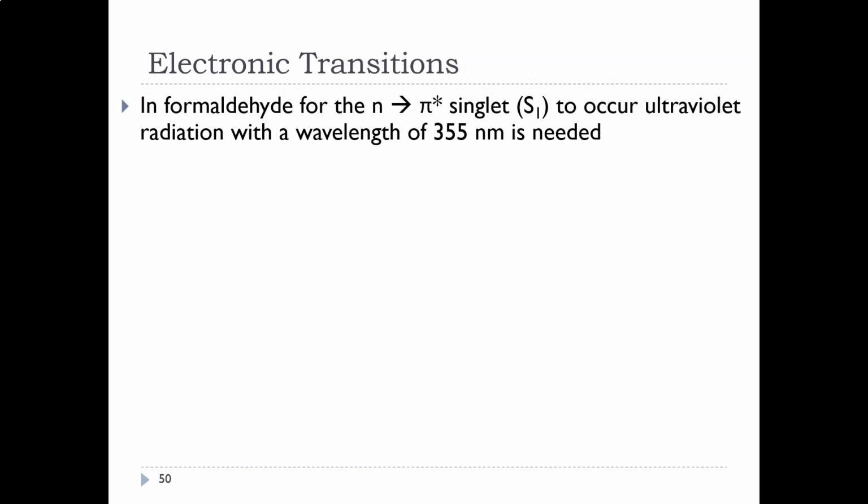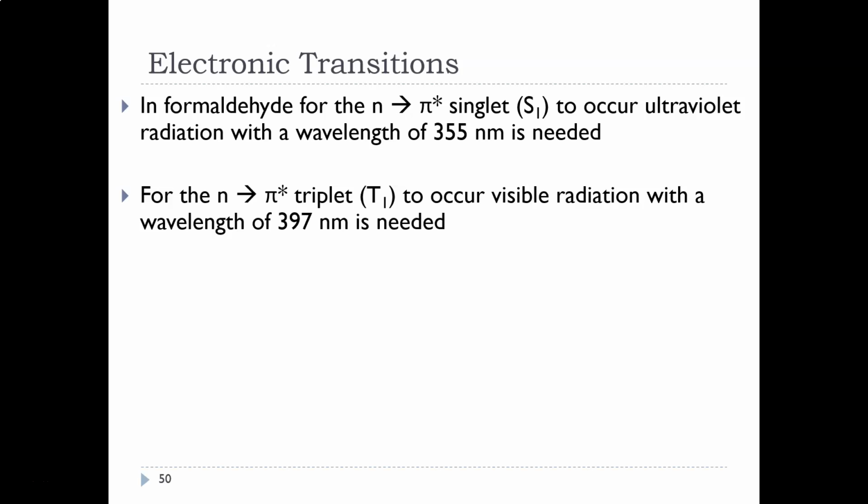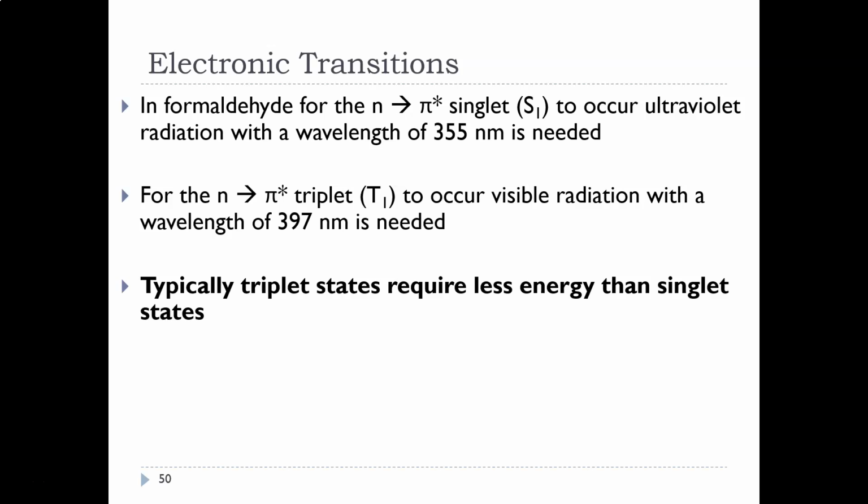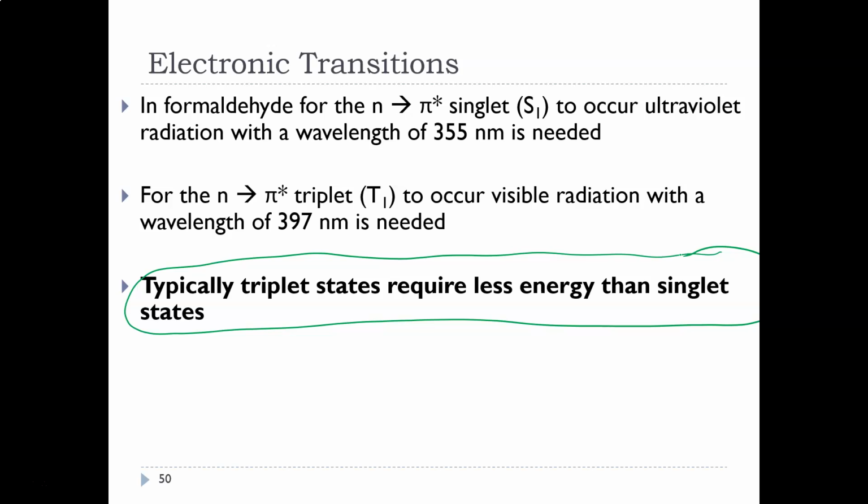When it goes to the singlet state, it takes a wavelength of 355 nanometers. When it goes to the triplet state, it takes a wavelength of 397. By the way, these numbers are specific to formaldehyde in this scenario. I just picked an example. But what we can take out of this in general is that triplet states typically take less energy than singlet states. So it takes less energy, when an electron is excited, for it to become a triplet, and more energy for it to become a singlet. That is the takeaway message. So know the definitions for singlet and triplet, and know that triplet states take less energy and singlet states take more energy to happen.